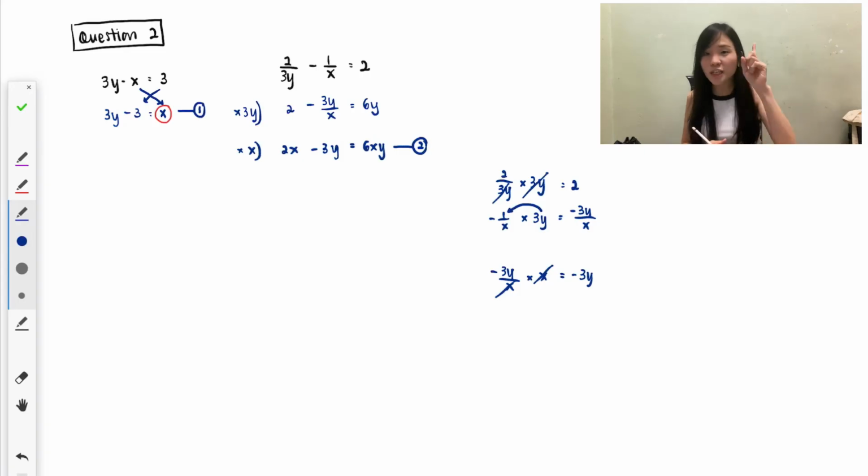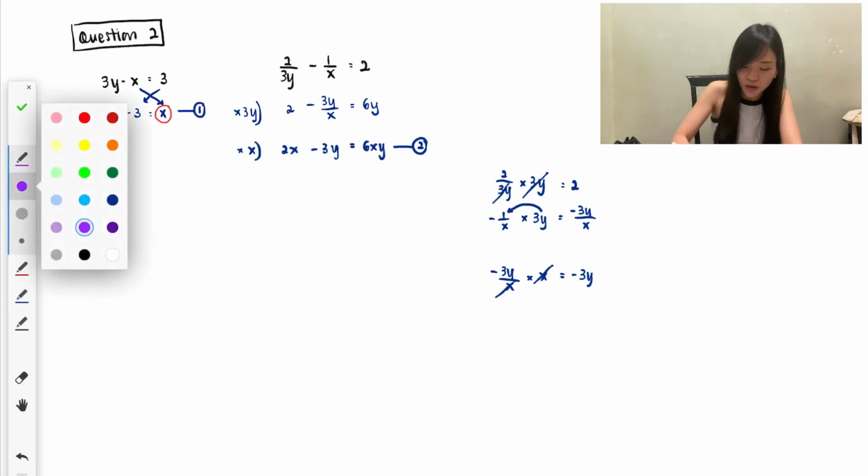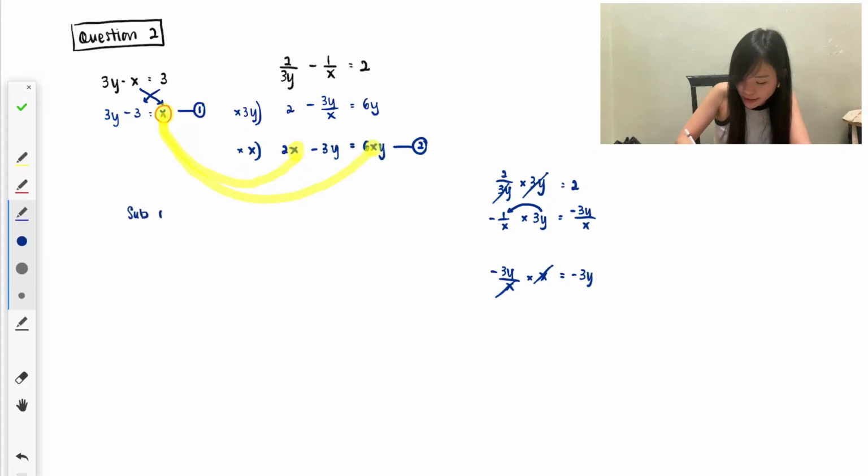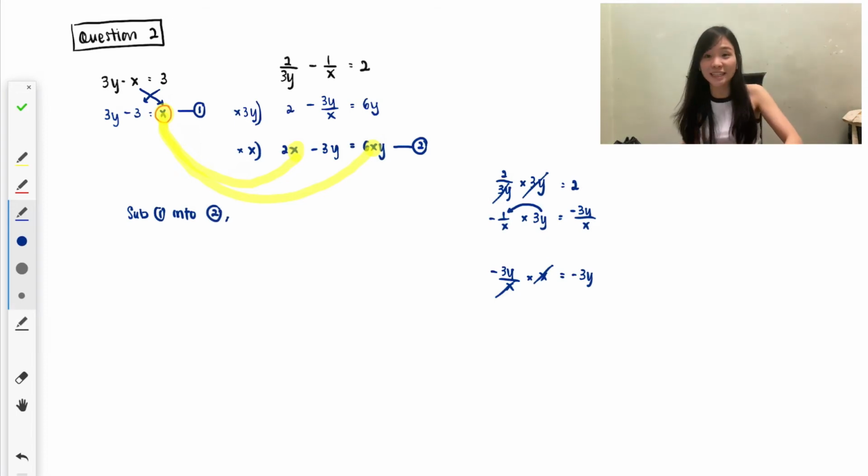So remember my word, equation 1, single unknown. Equation 2, non-fraction. And then now, you are free to sub, isn't it? Now you guys can sub 1 into 2. So let me show you with color and write down for you. Isn't it now you guys can sub 1 into 2. Hope you guys understand what I say.